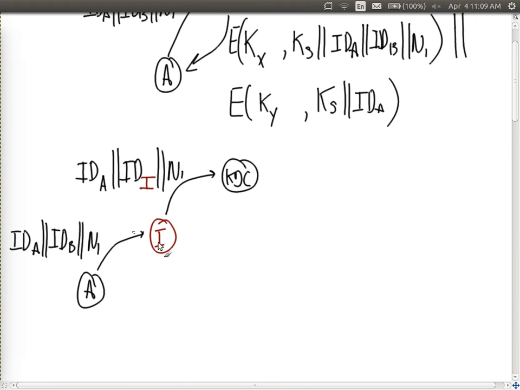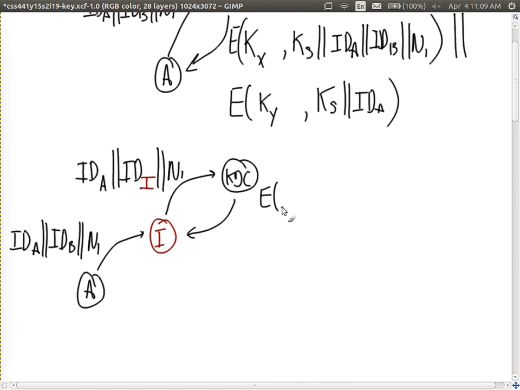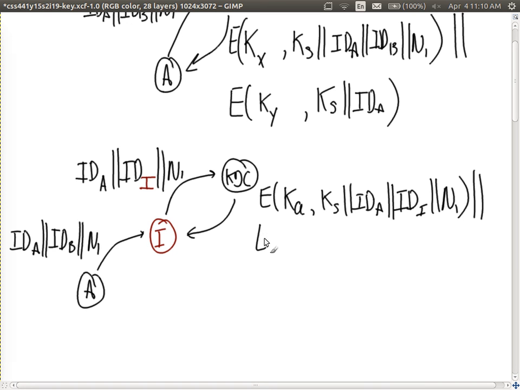KDC sends back a response. There's two parts, so it's quite long. Encrypt the first part with what? KA. And the first part is the session key and the identities. ID A. ID what? Good. N1. And all that is combined with encrypt with another key. What's the second part encrypted with?